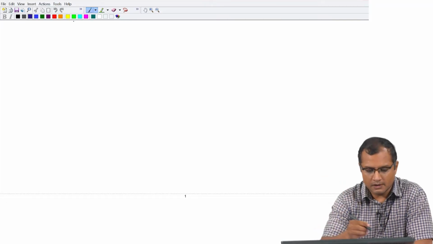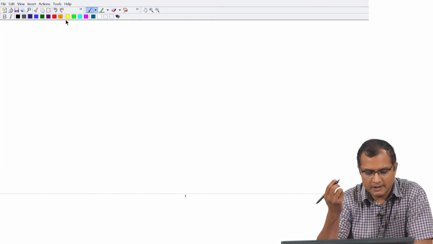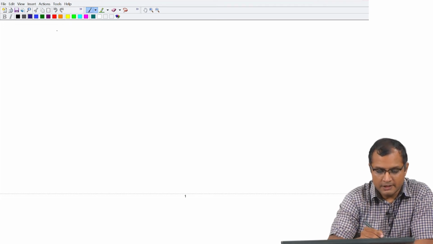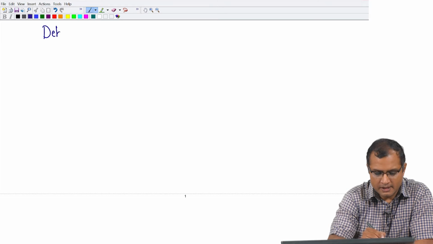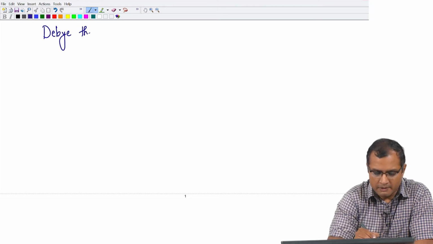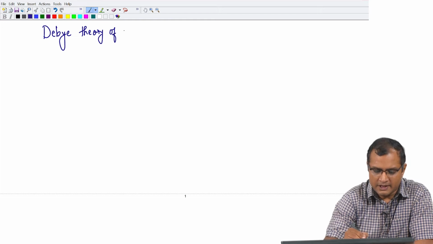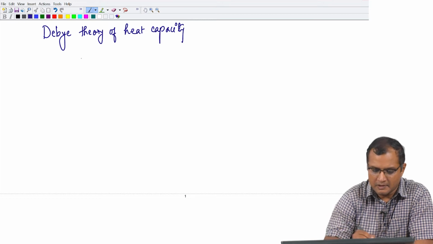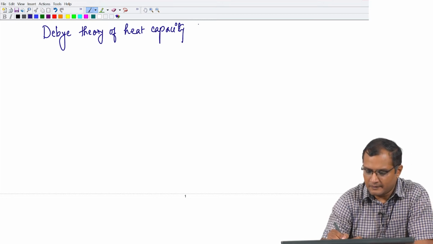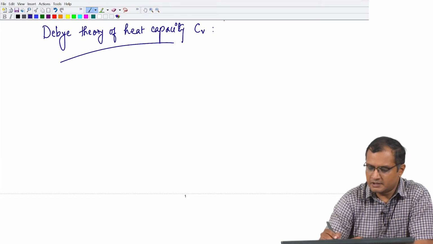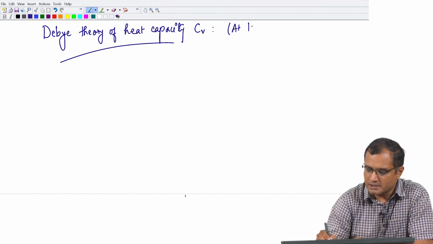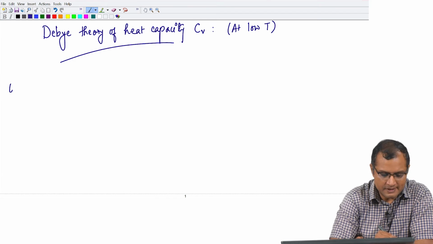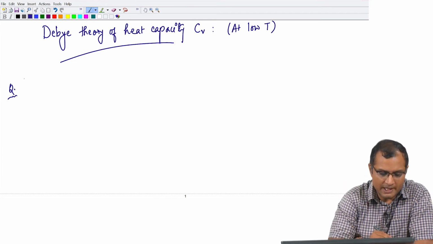Good afternoon, students. Today we will proceed with the discussion of heat capacity at low temperature solid, and the model that I am going to discuss today is that of a Debye solid. So, we will be discussing Debye theory or Debye model of heat capacity. And of course, the discussion would be limited to low temperatures.